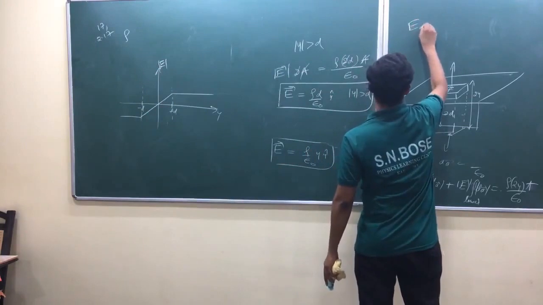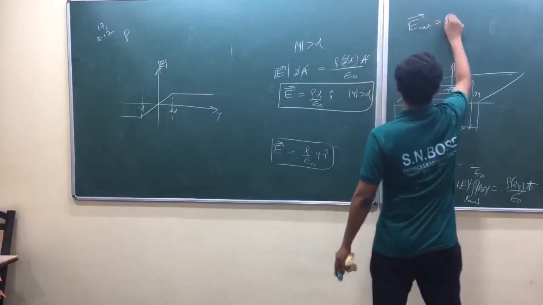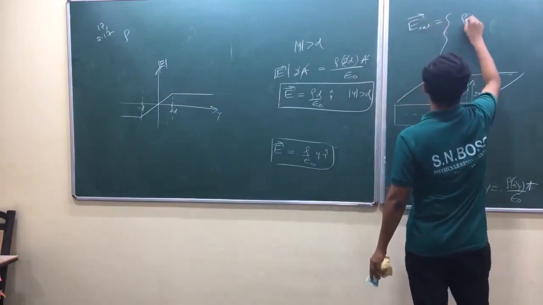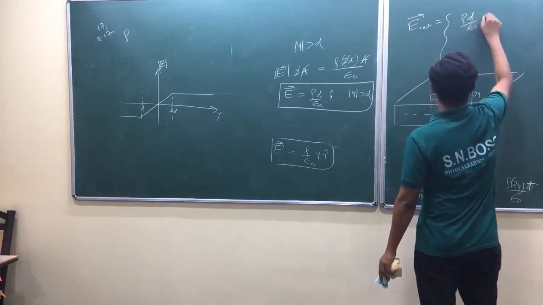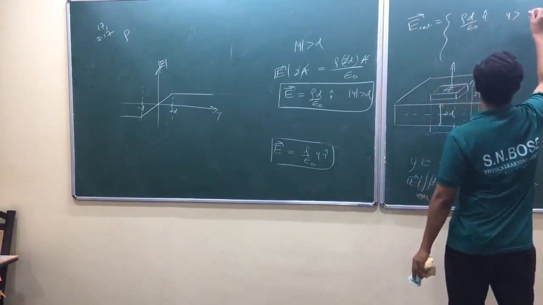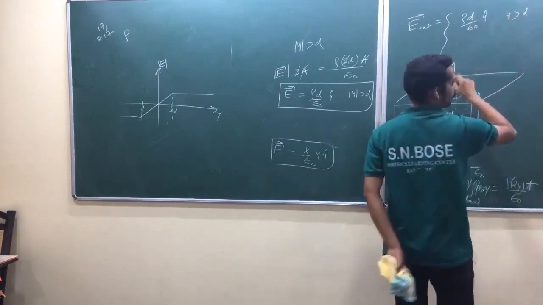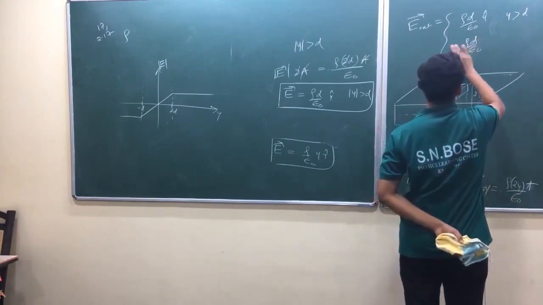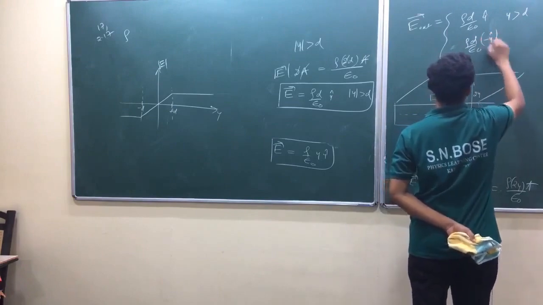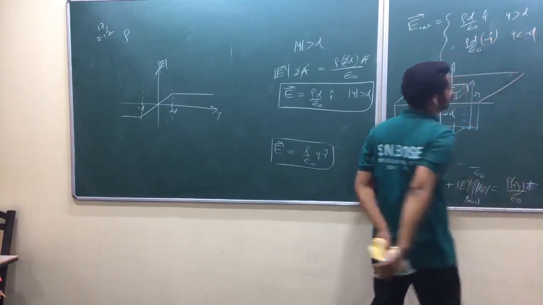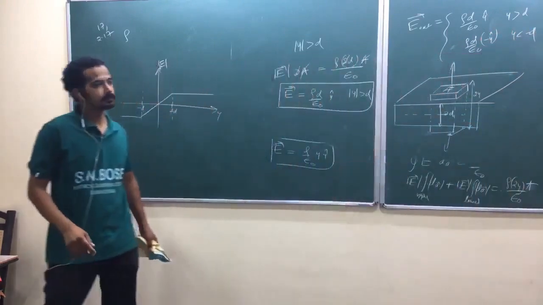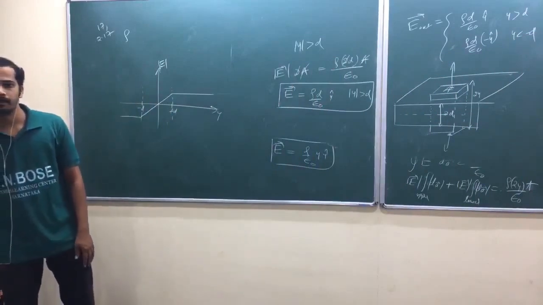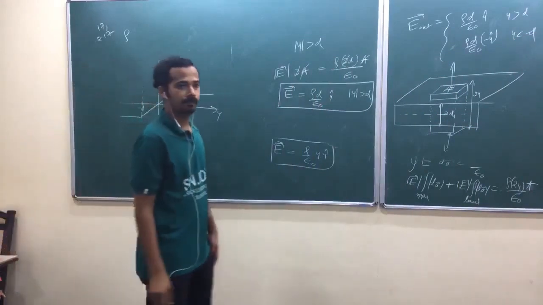So E outside, let me write E outside the slab, is equal to rho d by epsilon naught y cap if y is greater than d. Okay, minus rho d by epsilon naught, or rho d by epsilon naught along minus y cap, when y is less than minus d. Is that okay?